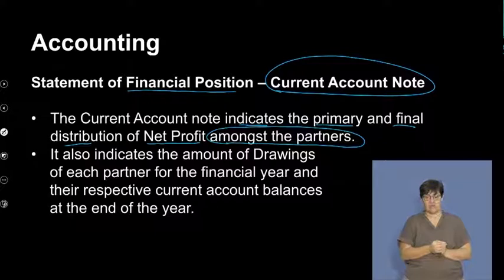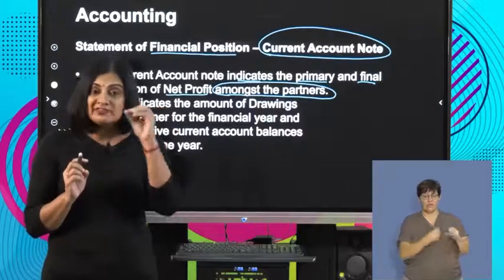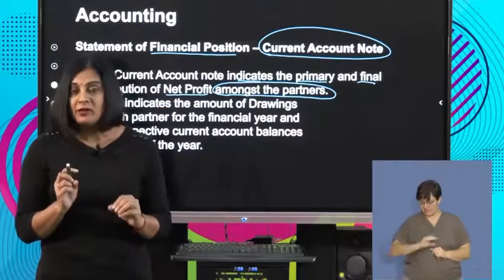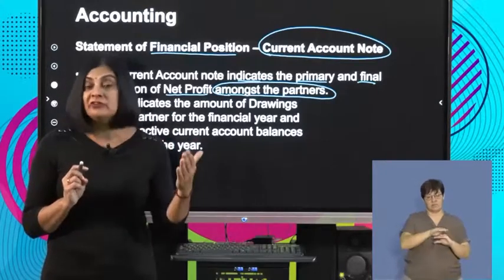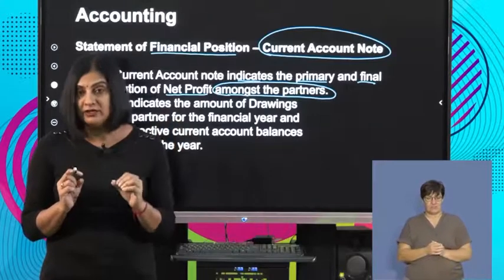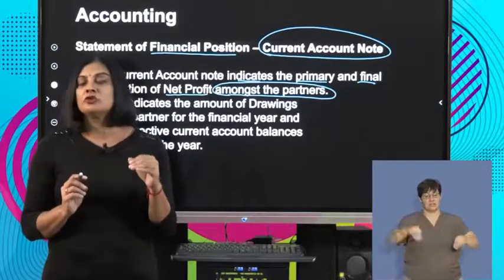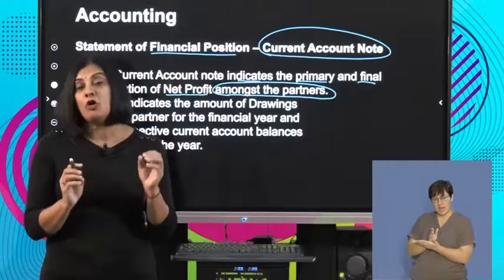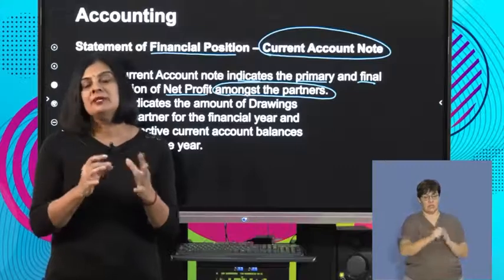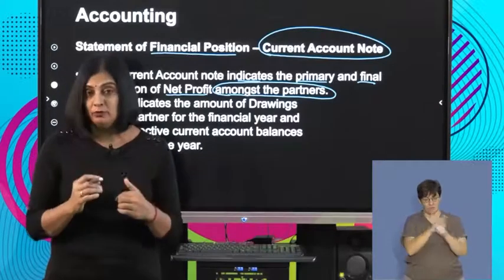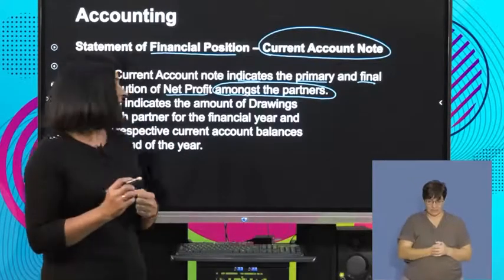Right, so what do we mean by primary distribution? Here we're referring to the annual salary that was allocated to each partner, their interest on capital, as well as any bonuses that were given to partners. So that's what we mean by primary distribution. Final distribution, on the other hand, looks at the sharing of remaining profits. Right now, I'm obviously discussing the note, but in our next segment, I'm going to do an example with you. But I want you guys to listen, take note of the terms that I'm explaining.